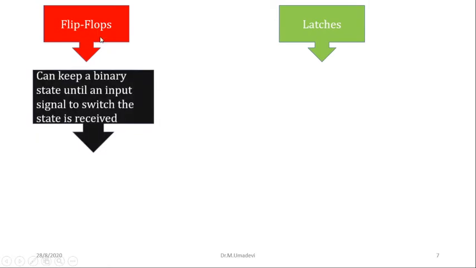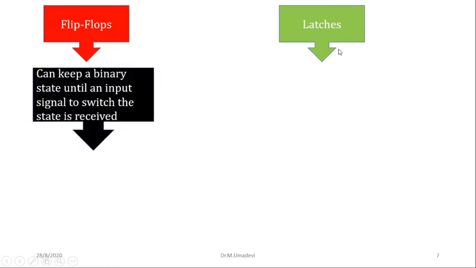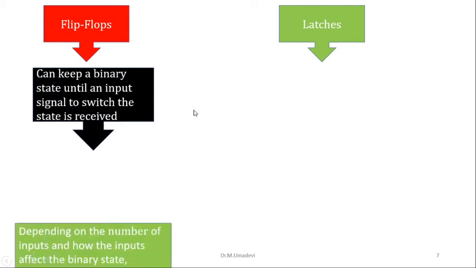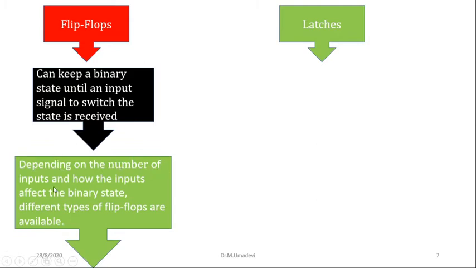So next one, flip-flop and latches. In the previous class also I told you the difference between flip-flop and latches. In flip-flop we use clocks. In latches we won't use clocks. Let us see in detail. These flip-flops can keep a binary state until an input signal to switch the state is received. Depending on the number of inputs and how the inputs affect the binary state, different types of flip-flops are available. There are 4 types: SR, JK, D and T flip-flops.